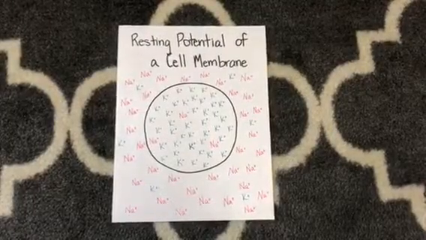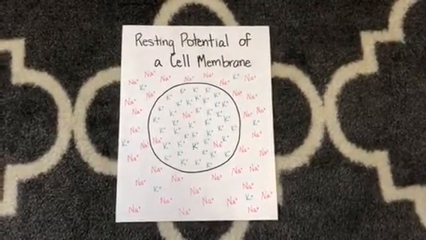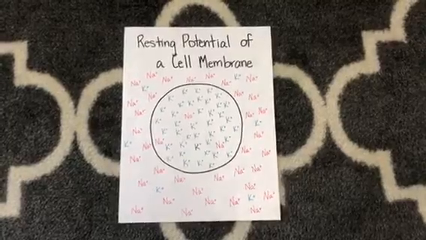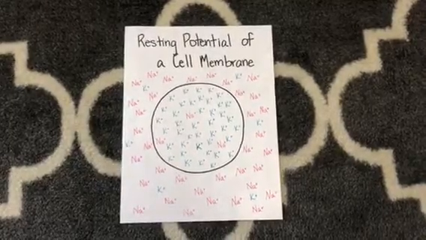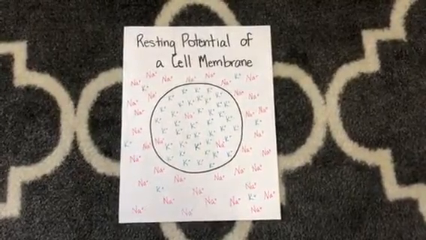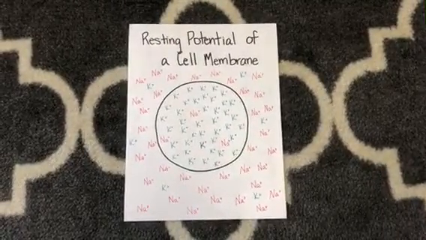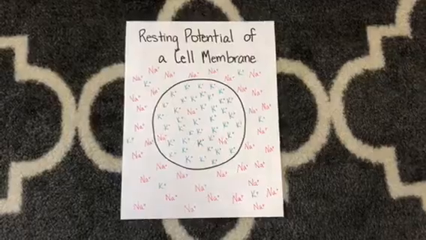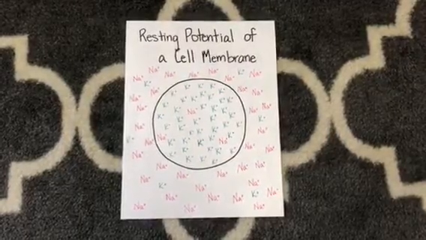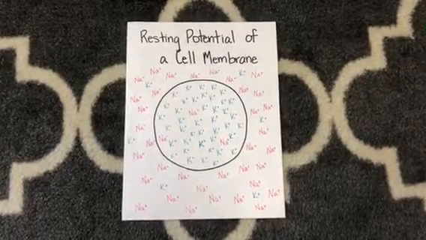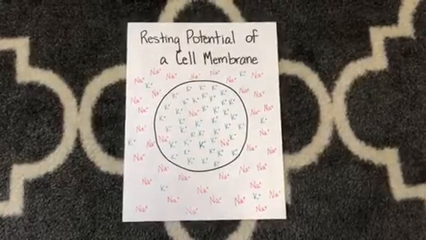The resting potential of a cell membrane is composed of sodium concentrated on the outside of the cell with a positive polarity, potassium concentrated on the inside of the cell with a negative polarity, negative 70 millivolts, and the membrane channels are closed, but K+ is able to escape through leaky ion channels.